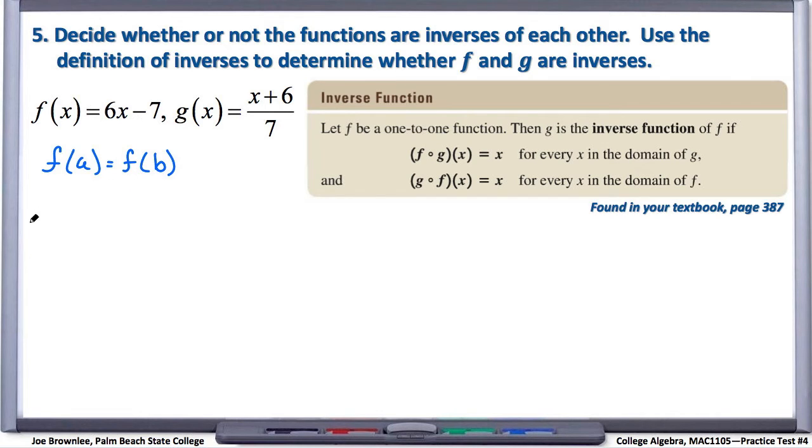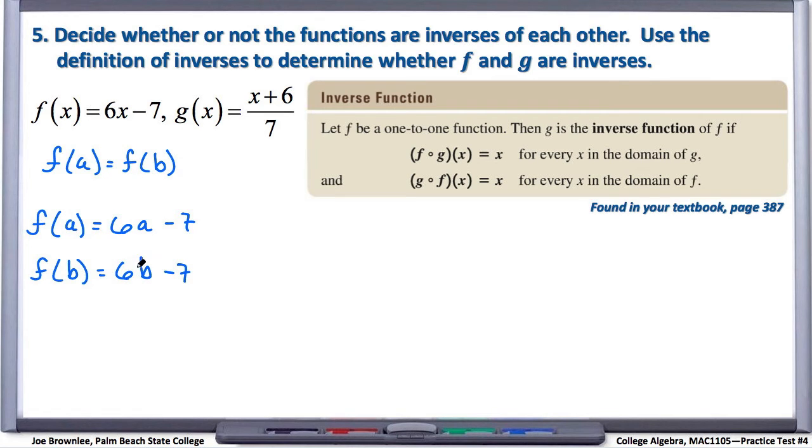So using the f function, let's go ahead and find f of a first. To do that, all we're going to do is take this original function. Anywhere we see an x, we're going to swap the x out for an a. So we'll end up with 6a minus 7, and there's f of a. Similarly, we're going to find f of b by taking our original function, and anywhere we see an x, swap in a b. So we'll have 6b minus 7.